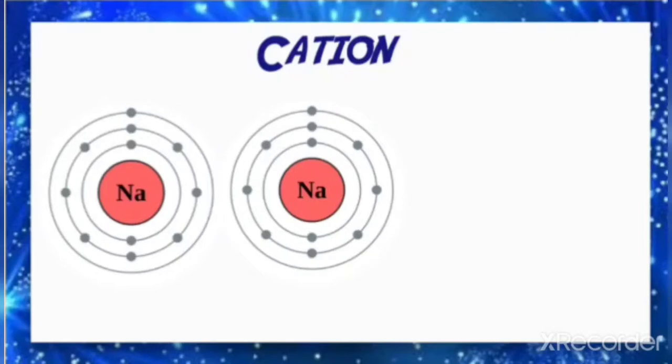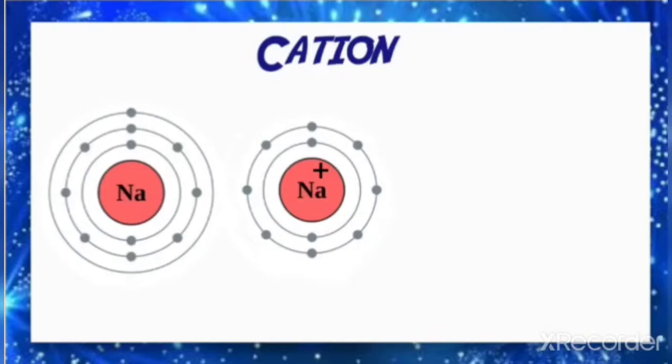Let us discuss cation with the help of an example, that is sodium atom. Sodium atom has 11 electrons, arranged in 3 shells. There is a single electron in the outermost shell, and the sodium atom has a tendency to lose this electron in order to complete the octet. So it loses this electron. Now there are only 2 shells in the sodium. Because of the loss of the electron, it develops a positive charge. Now this is called a cation.